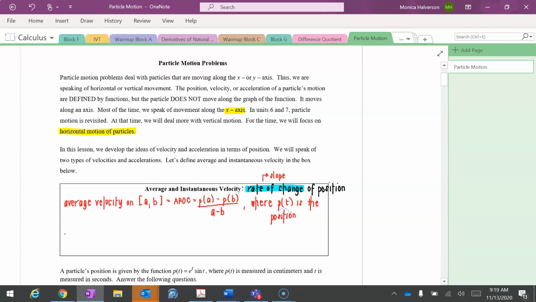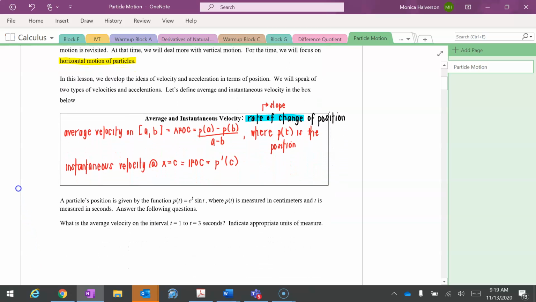Now, if they're asking for the instantaneous velocity, and remember, that is at some point, here we have IROC. Well, this is the first derivative of the position at that c value. Okay, so let's look at an example of this.